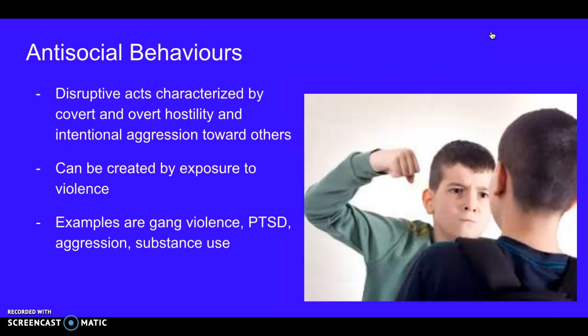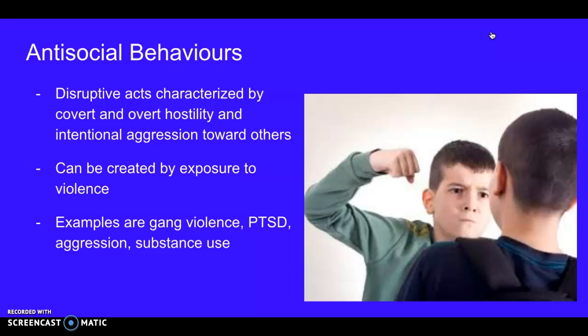Looking at antisocial behaviors, they are disruptive acts characterized by covert and overt hostility and intentional aggression towards others. Some examples of this are gang violence, PTSD, aggression, and substance use even. Antisocial behaviors are more prevalent in boys, and being exposed to violence will make you more likely to develop an antisocial behavior of some sort.